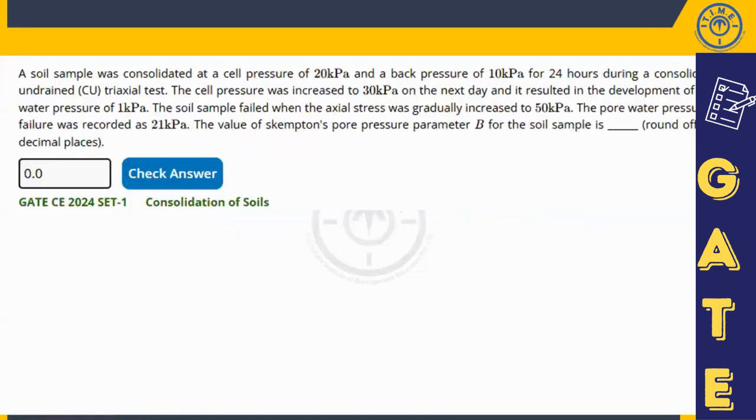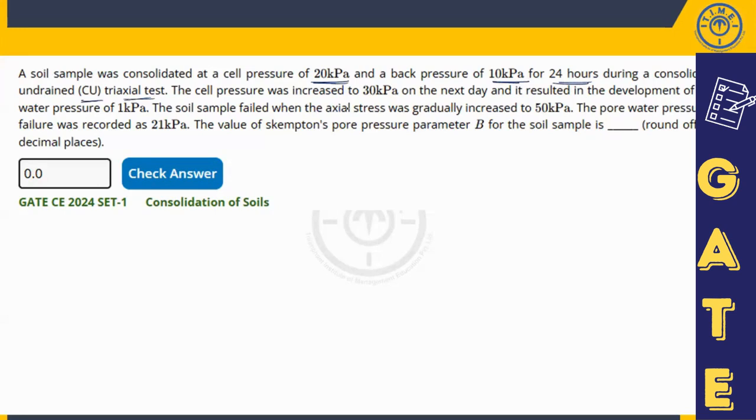So the next question, it is also a GATE 2024 set 1 question. It is mentioned a soil sample was consolidated at a cell pressure of 20 kilopascal. Listen, my dear students, cell pressure 20 kilopascal, back pressure 10 kilopascal for 24 hours during a consolidated undrained triaxial test.